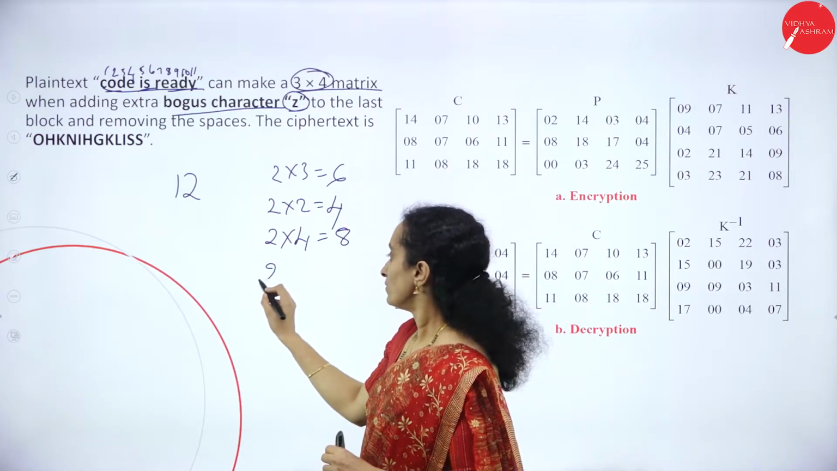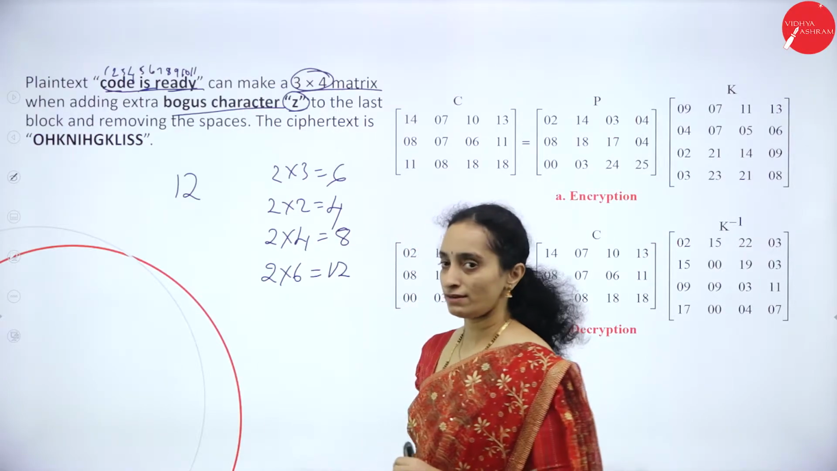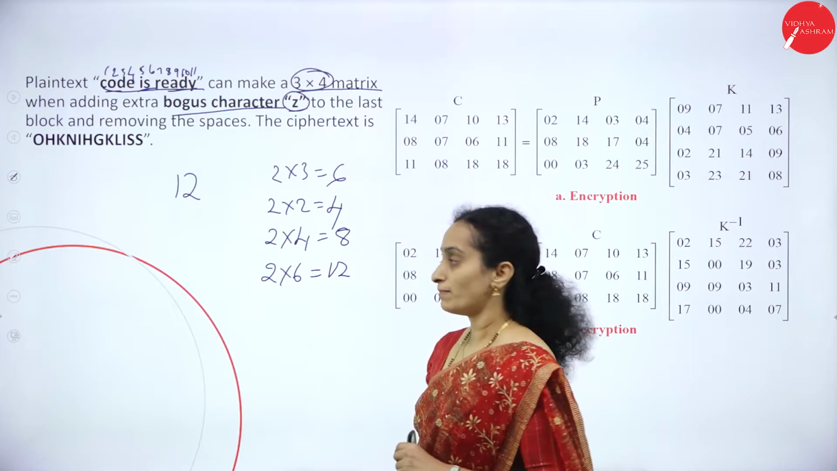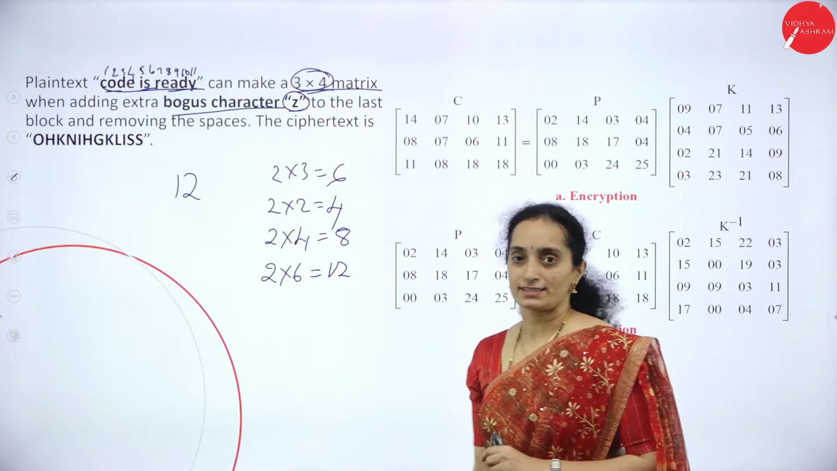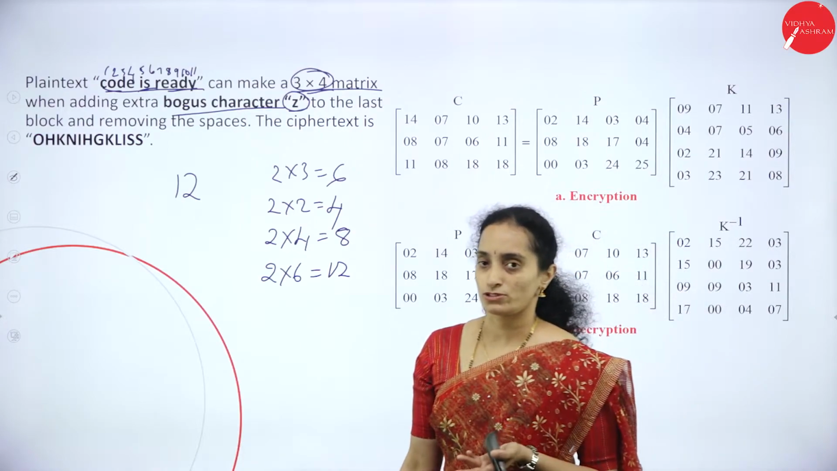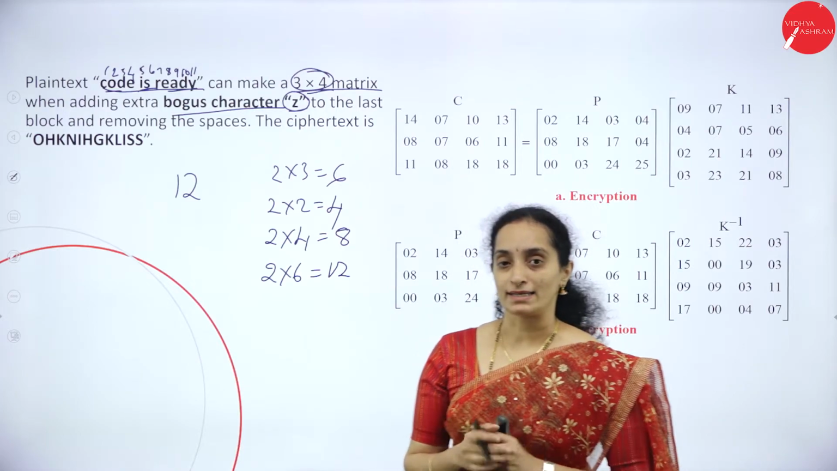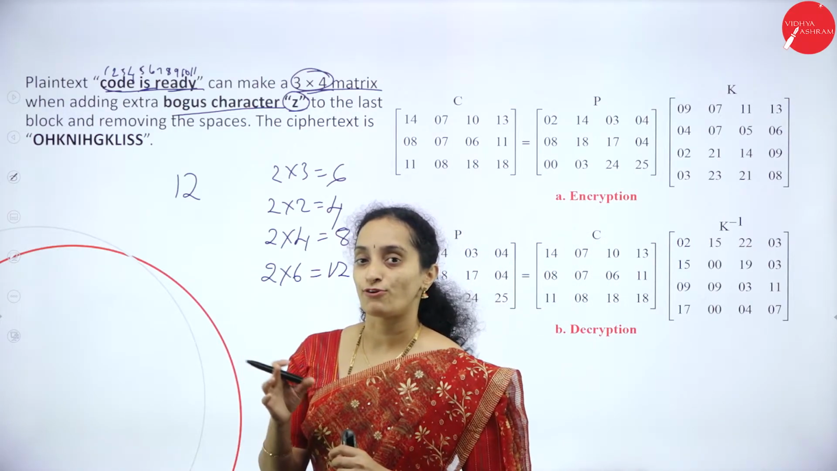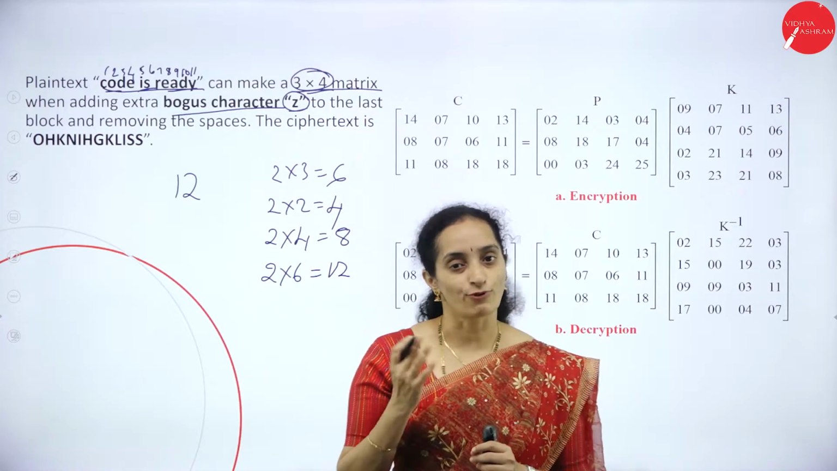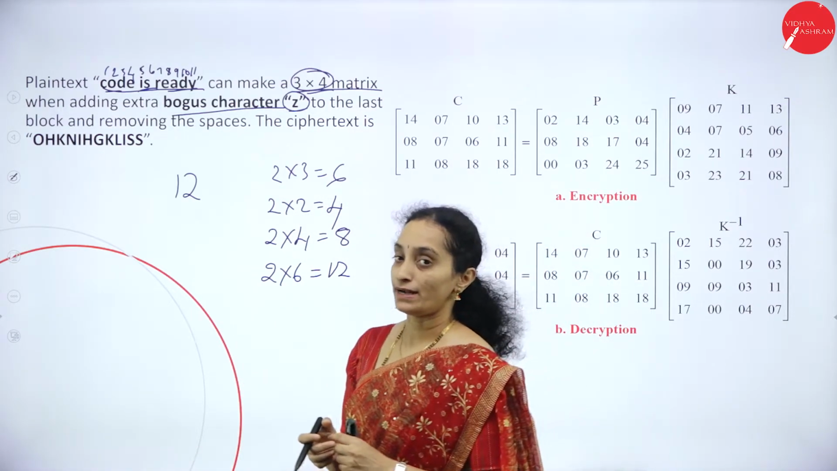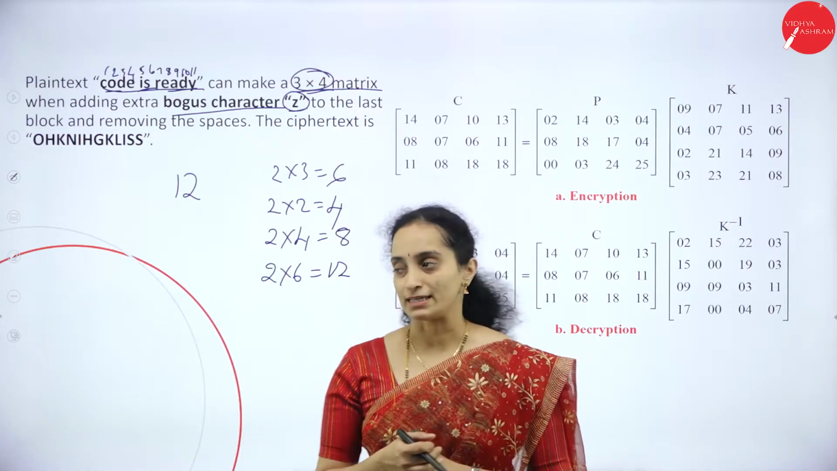If you take 2 into 6, you can have 12, but for multiplication purposes, you can take the 3 into 4 matrix, which is a familiar one we use most of the time, and more convenient for matrix multiplication. 3 into 4, 3 into 3, 2 into 3, 4 into 4, that type of matrix will be easier to perform the matrix multiplication.